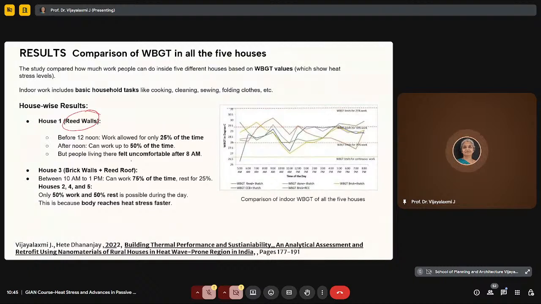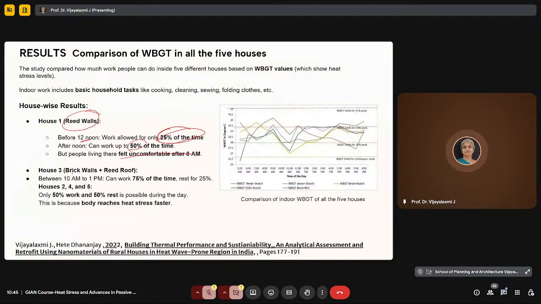Now, before 12 o'clock noon, work allowed is only 25% of the time because the house is so warm that they should not work beyond that. After noon, they can work for 50% of the time. But people living there felt uncomfortable after 8 a.m. Though they felt uncomfortable, they could still work for 25% of the time till the afternoon.